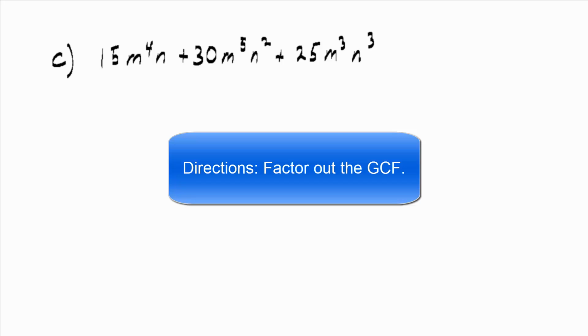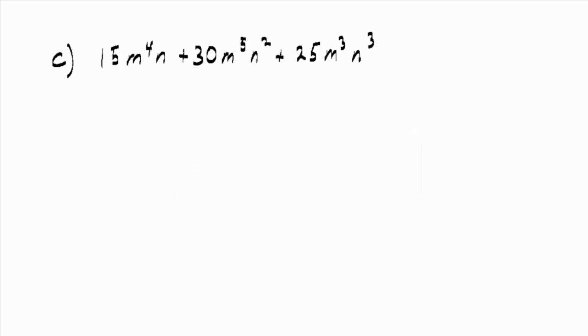Now there's two variables. But notice each variable part contains a power of m and a power of n. Okay? So let's treat this the same way and see if we can get a result that makes sense. Look at the 15, the 30, and the 25. What's the GCF of 15, 30, and 25? 5. Okay. Now just look at the base m.